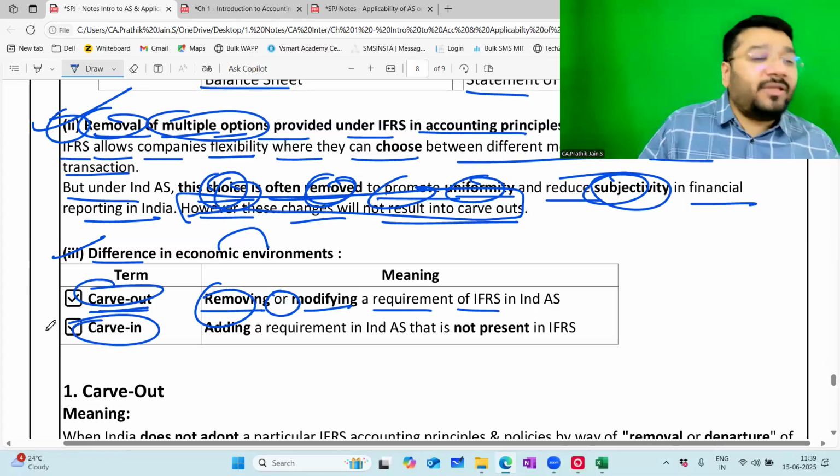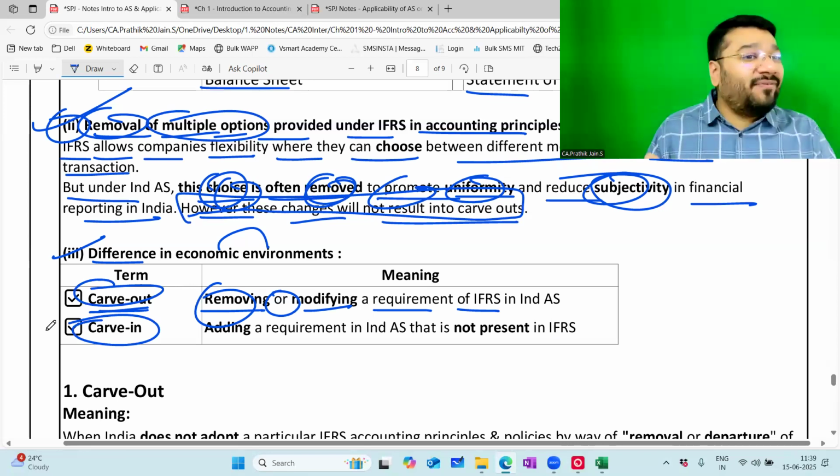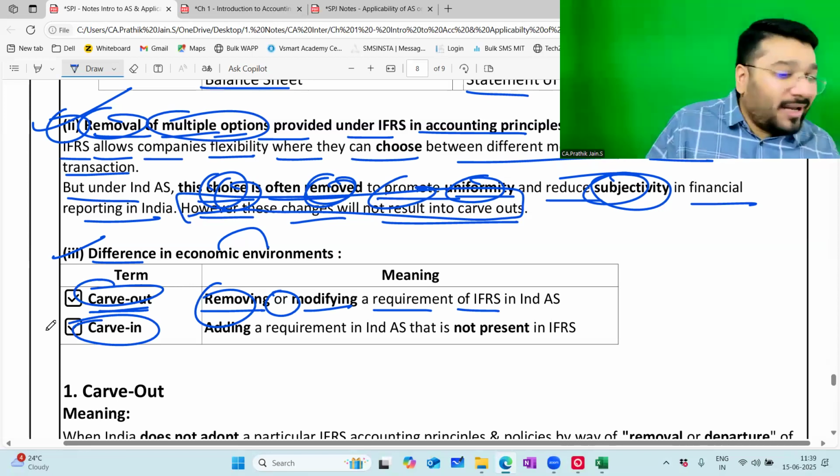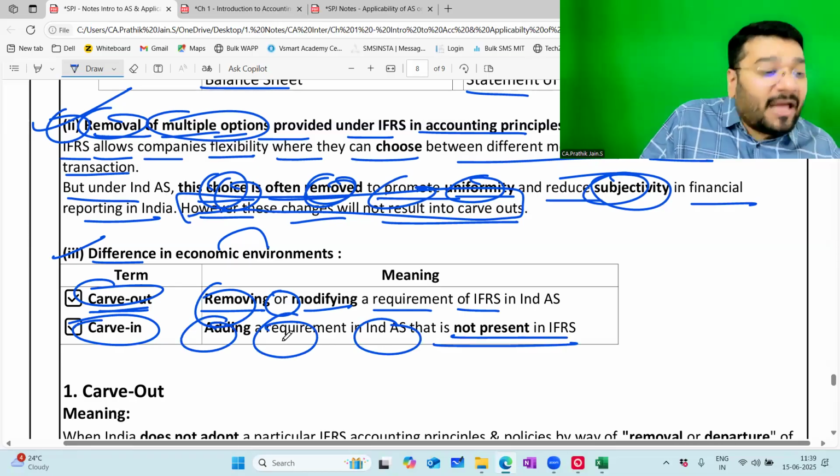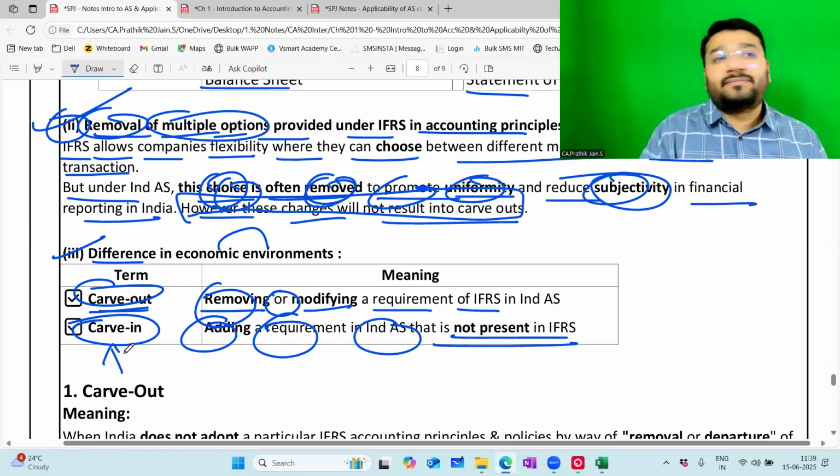What is carve-in, do you think? What point they didn't have, we additionally added as a new point, called carve-in. So adding a requirement in Ind AS which is not present in IFRS is called carve-in.